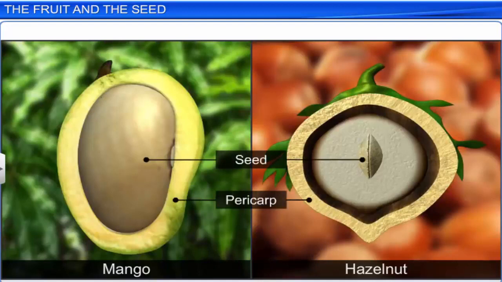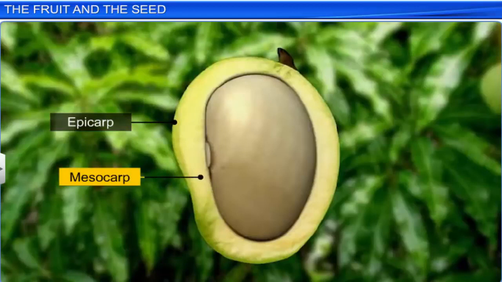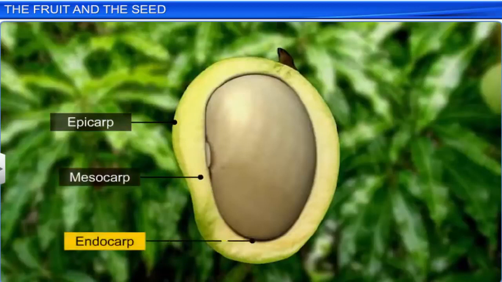The pericarp is the fruit wall, and it can be thick and fleshy as in mango, or dry as in hazelnut. In the mango, the pericarp is differentiated into 3 distinct layers: the epicarp, which is the outermost layer or peel, the mesocarp, which is the thick, pulpy middle layer, and the endocarp, which is the innermost layer that directly surrounds the seed.